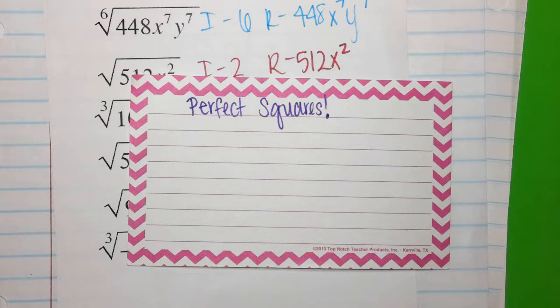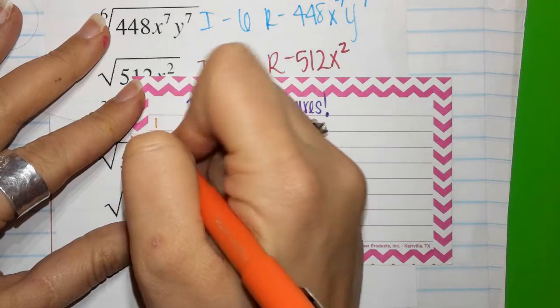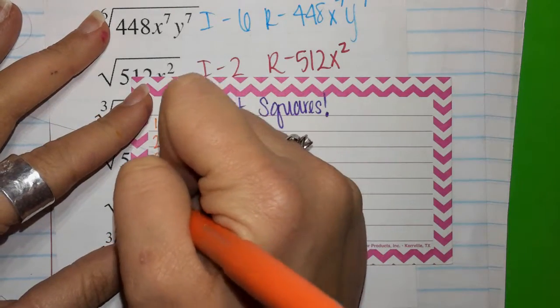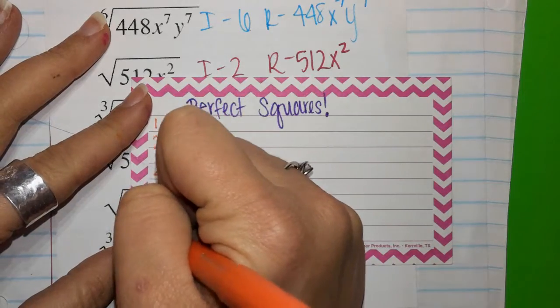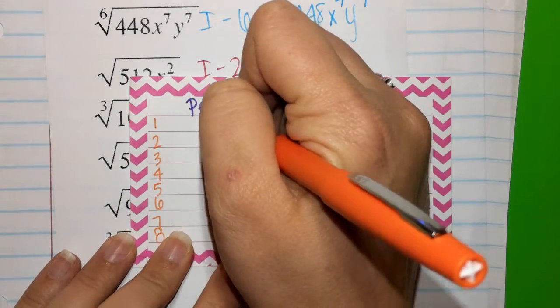Okay, so what we're going to do is take one colored marker, and I would get a skinny one so you can write, and we're going to just write the numbers 1 through 20. Okay? 1, 2, 3, 4, 5, 6, 7, 8. And leave space in between your columns.